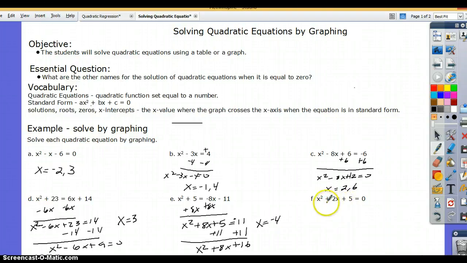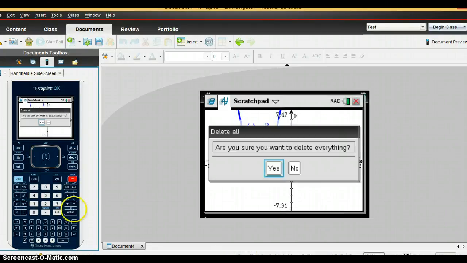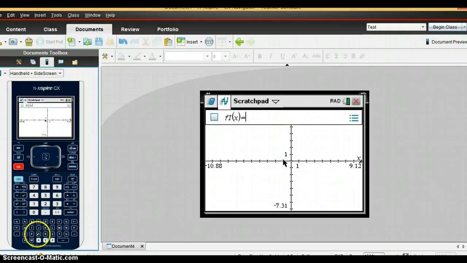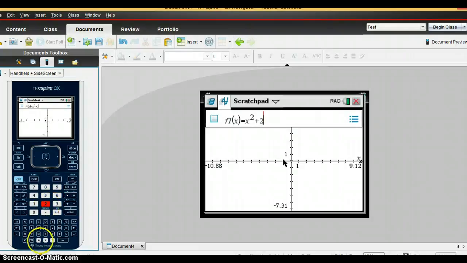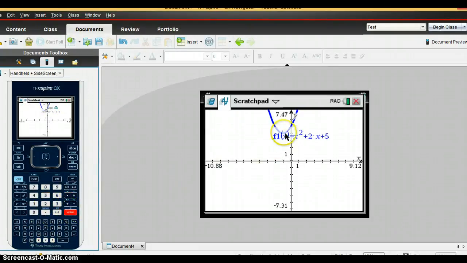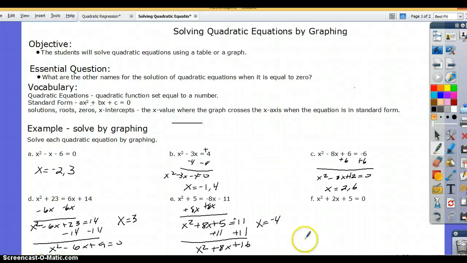Alright, so over here, same basic concept again. So we have x squared plus 2x plus 5. Now this time you see it doesn't hit the x-axis, so that means this is no solution. So you can have two solutions if it hits twice, one solution if it hits once, and no solution if it doesn't hit at all.